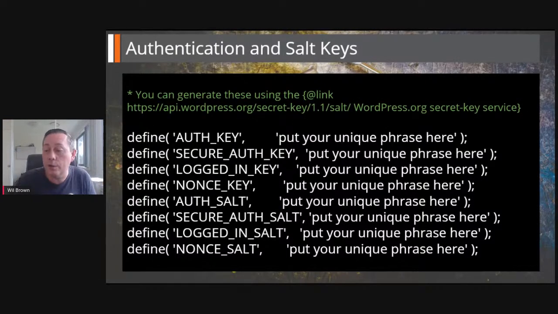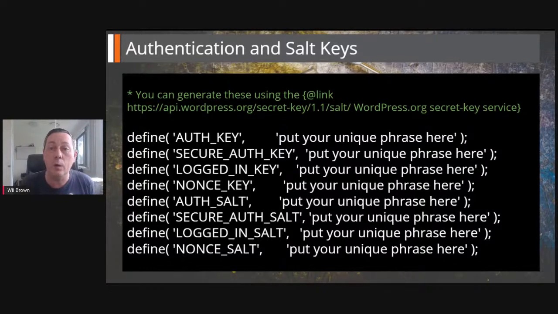The next block of code is for authentication and salt keys. Now, a lot of people don't touch this. A lot of people just leave them as is. But what they're there for is to help secure your login session and cookie information that's stored on your local machine that WordPress uses to log in.